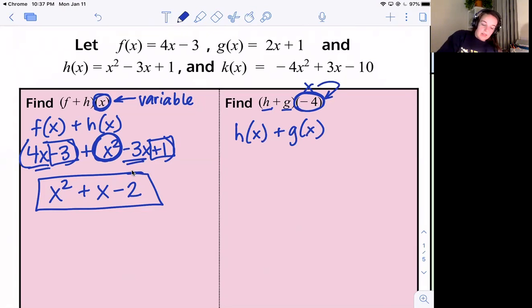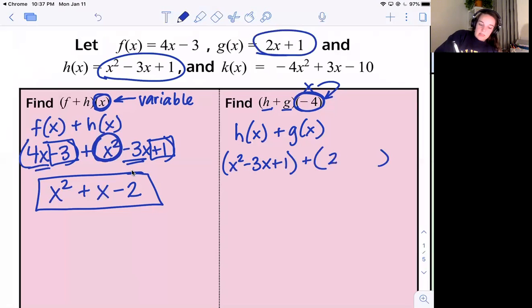I'm going to start by taking h of x, which is this one here, x squared minus 3x plus 1, plus g of x, which is this one here, 2x plus 1. I'm going to combine like terms. So I have x squared by itself, negative 3x plus 2x would be negative x, and positive 1 plus positive 1 would be plus 2.